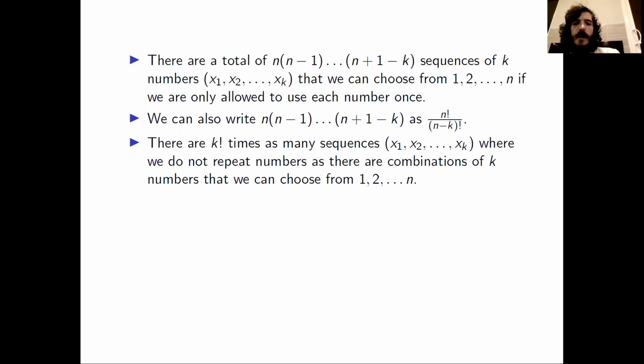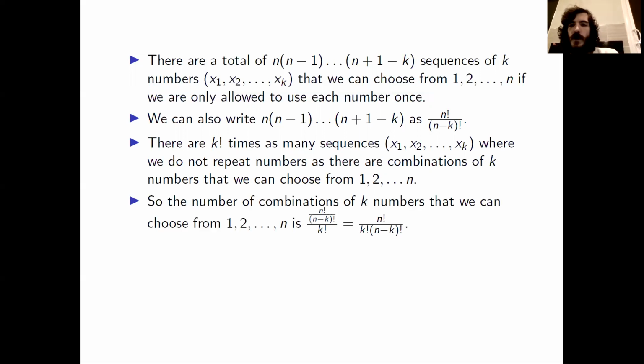Now, we see that there are k factorial times as many sequences, x1, x2, up to xk, where we don't have any repeats, as there are combinations of k numbers that we can choose from the numbers 1, 2, 3, up to n. So if we want to find the number of combinations of k numbers that we can choose from the numbers 1, 2, 3, up to n, we can take the number in the second bullet, which is n factorial over n minus k factorial, and we can divide that by the number in the third bullet, which is k factorial. And this gives us, in the numerator, an n factorial, and in the denominator, a k factorial times n minus k factorial.